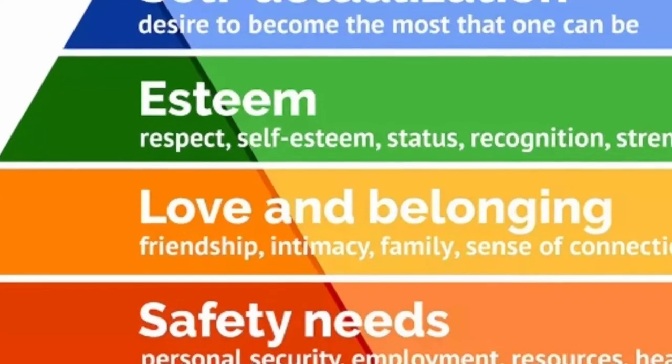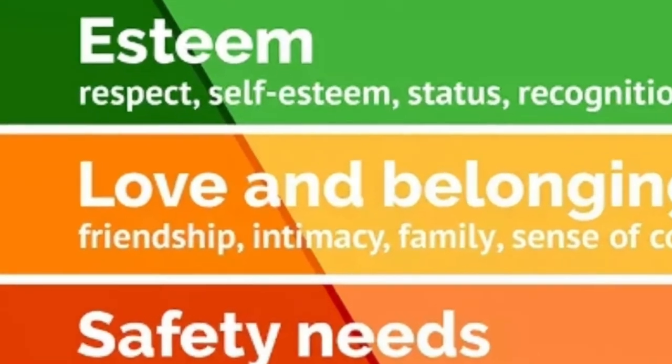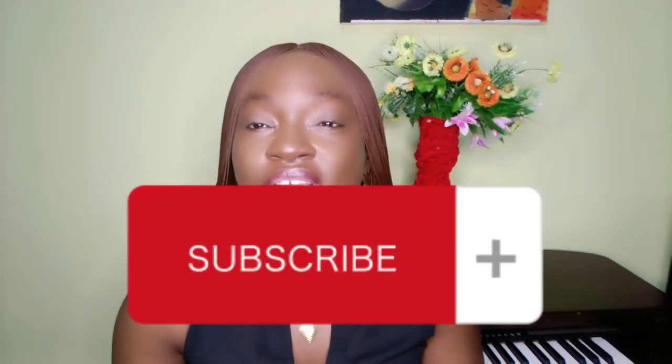From the love and belonging need, we move to the self-esteem need. He said at this level, we have two levels of needs. We need respect from others, and then we also need self-respect, self-esteem. An individual needs to feel a sense of achievement, and this gives us a sense of self-esteem. All of these needs must be satisfied before we can move on to the next level.